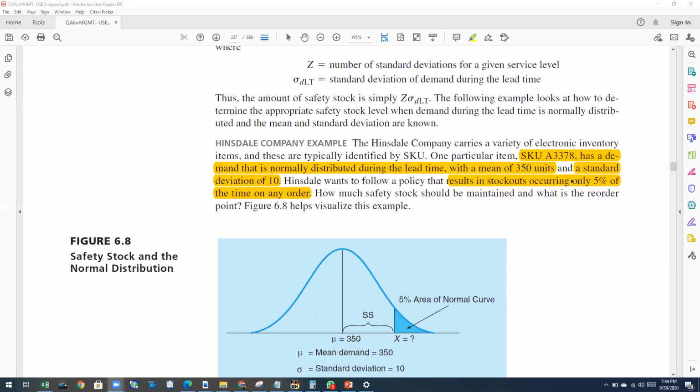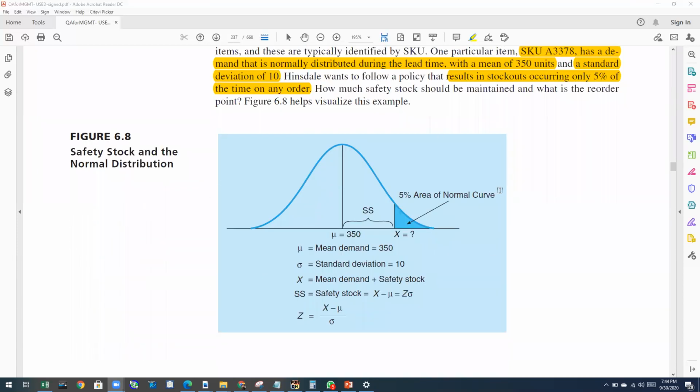So if this is the probability of stockout, then the service level is 1 minus 5%, meaning we are looking at a service level of 95%. In figure 6.8, we can plot this. 5%, this is a normal distribution. The total area is 100%. 5% would be the stockout area, the probability of stockout, and the entire unshaded area is 95%. So the mean during lead time is 350. The standard deviation of demand during lead time is 10.